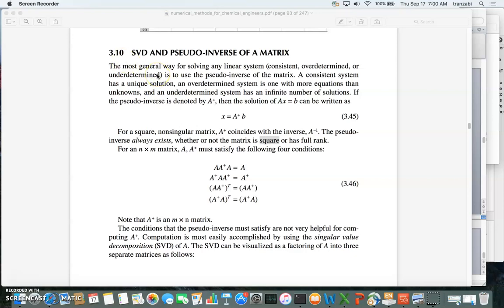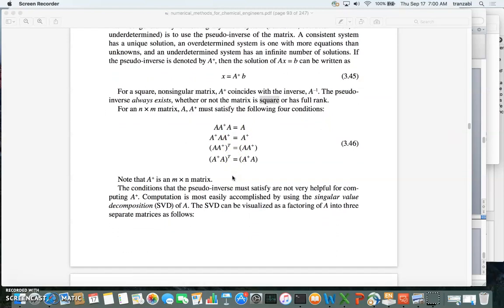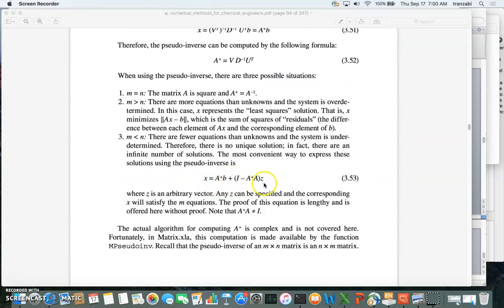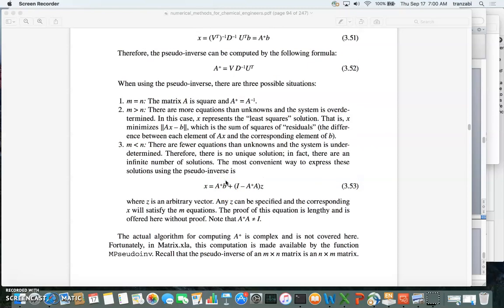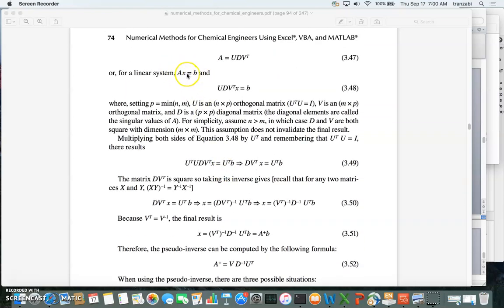If a system has an infinite number of solutions, first we have to find the pseudo inverse, which is called A dagger or A superscript plus. After we find A dagger, through some mathematical formulation, we can prove that the solution looks something like this: A dagger times b. B is the right side of the equation. Remember, the equation was Ax equals b, and that's what we are trying to solve.